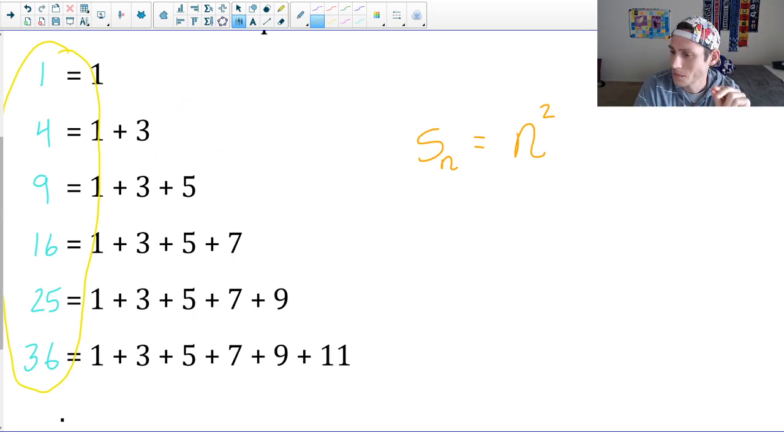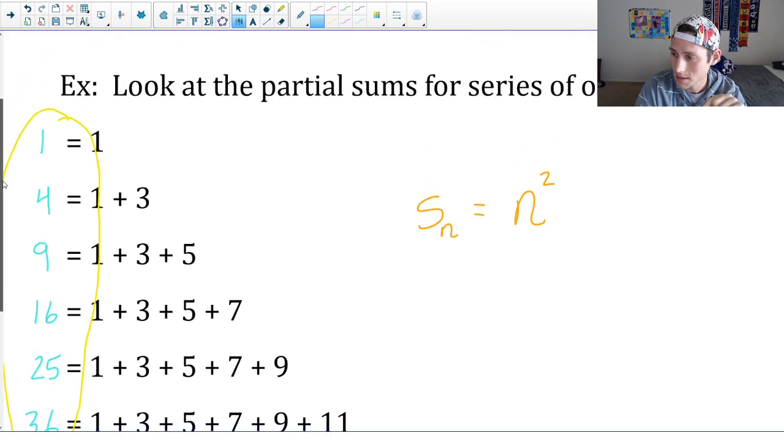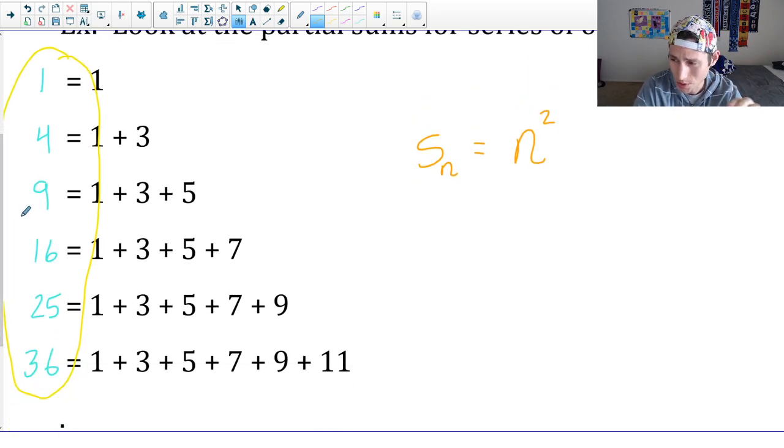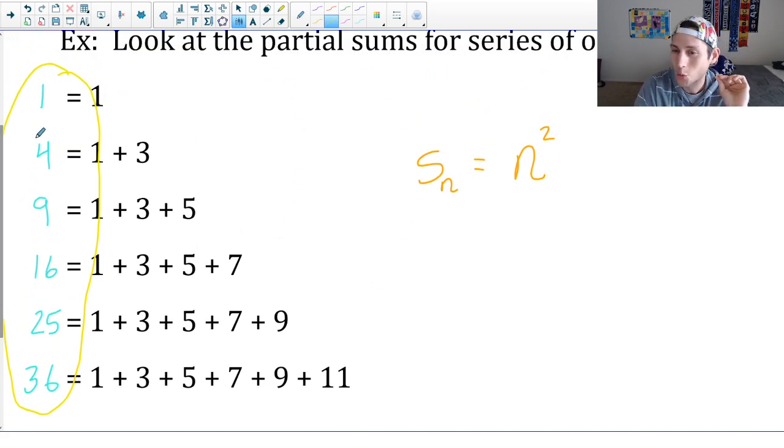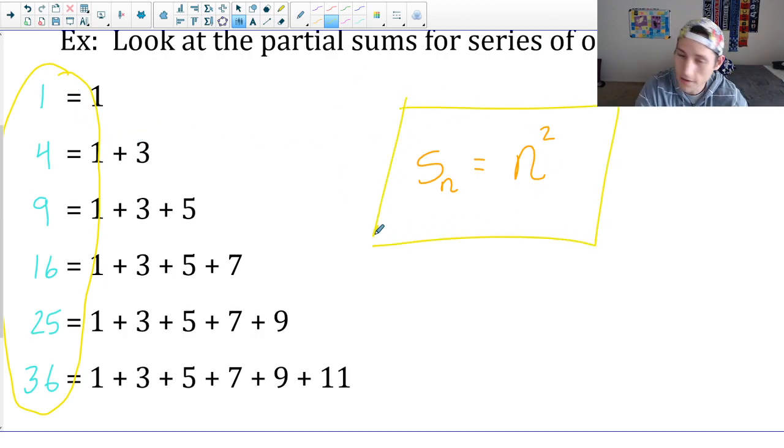Now, the question that I would have though is, how can I be sure that this works for every single number? I can see that it does work for 1 through 6, but how can I be sure this will work for every number no matter what? How can I be sure that this is the bona fide formula? And I'm not talking about just plugging in 7 and plugging in 8. How can I be sure that this works for every single number on into infinity?